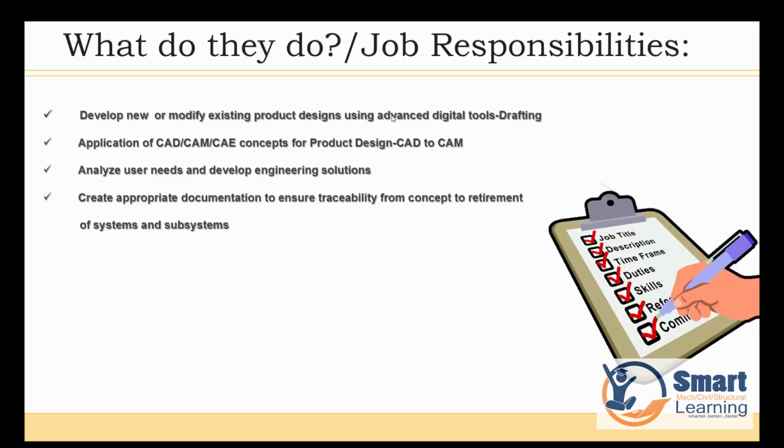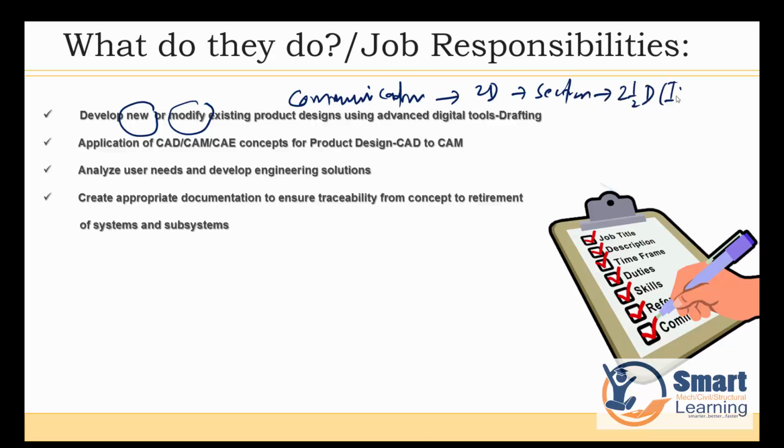And what do they do primarily? Four important operations they are involved with. They develop new concepts and modify the existing. For that, the primary communication is done through this particular 2D, or maybe you can talk about the section drawing, or maybe 2.5D, that is isometric. These are all the ways which we use to produce the design using the advanced digital drafting tool, that is typically 2D and 2.5D, and finally the 3D.